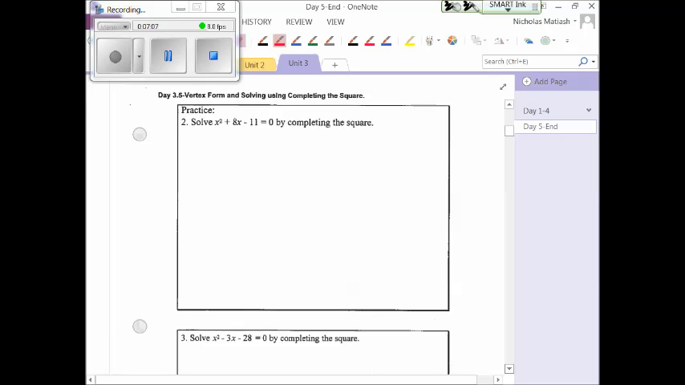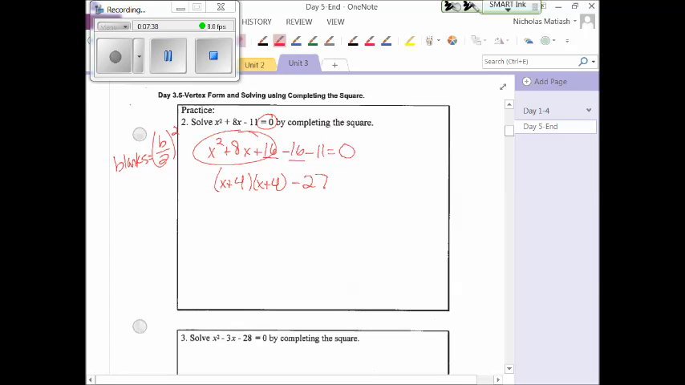But first things first, putting blanks because it's already equal to 0. x squared plus 8x plus blank minus 11 is equal to 0. Now, remember the blanks are equal to b over 2 squared. So 8 divided by 2 is 4, squared is 16. This is going to turn into technically x plus 4 times x plus 4. Well, that's what this factors into. And this is minus 27 over here.